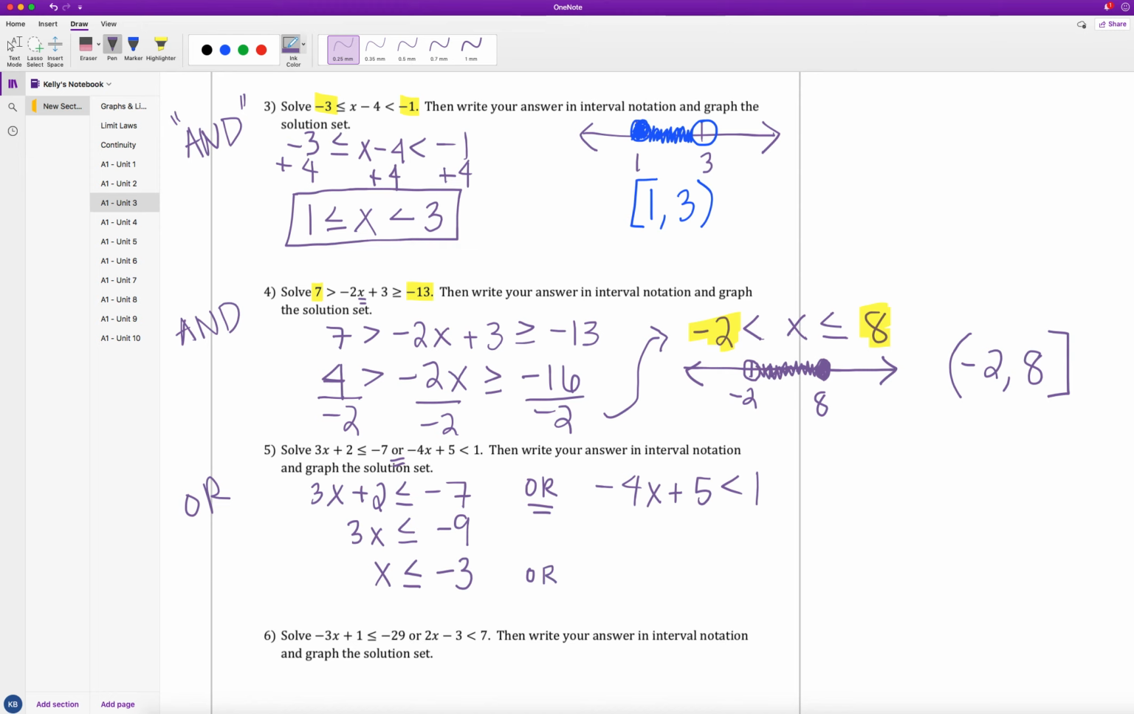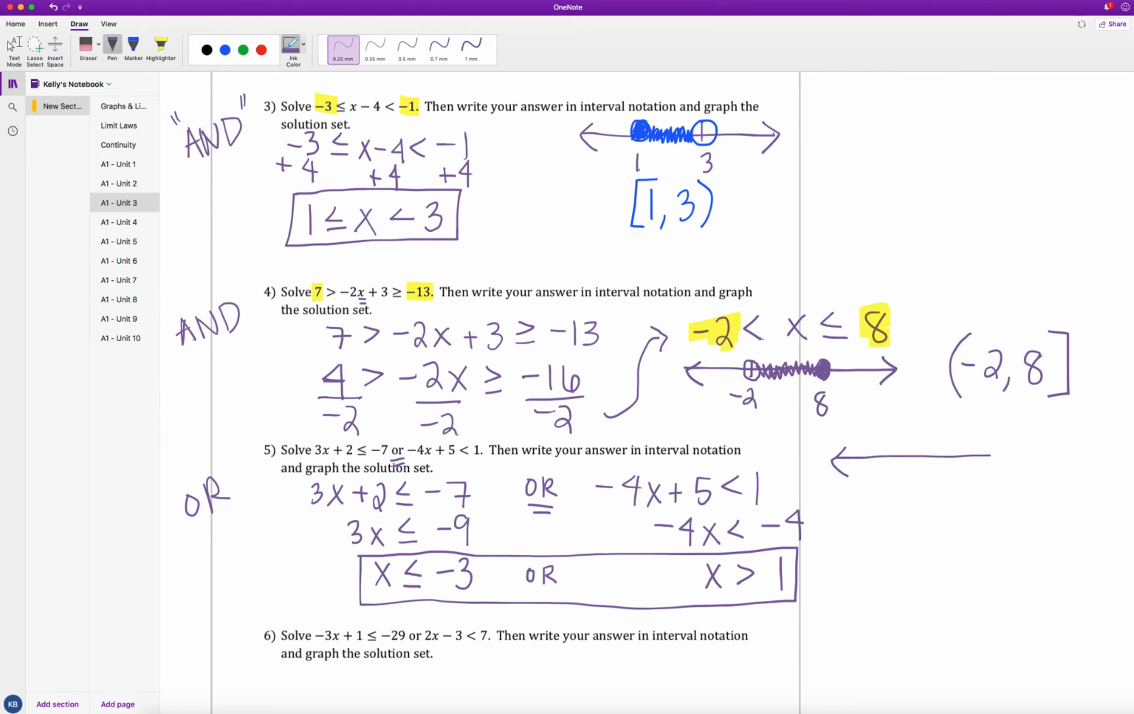Or now we'll solve the second one. -4x + 5 is less than 1. I'm going to start by subtracting 5. So I get -4x is less than -4. Now I'm going to divide through by a -4. Will I have to flip my inequality? Yes, I will, since I'm dividing through by a negative. So it will say x is now greater than +1, because -4 divided by -4 will give me a +1. This inequality is now solved, and I have x is less than -3, or x is bigger than +1.